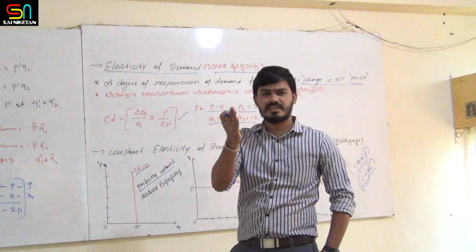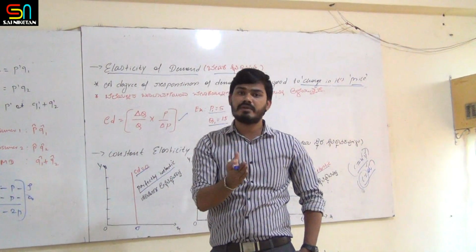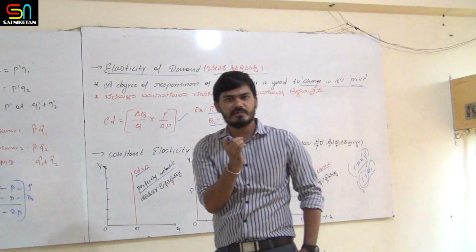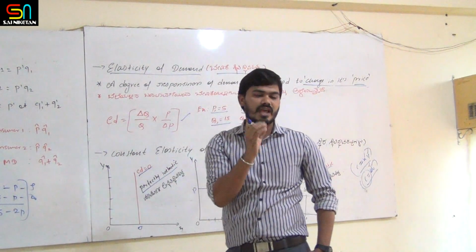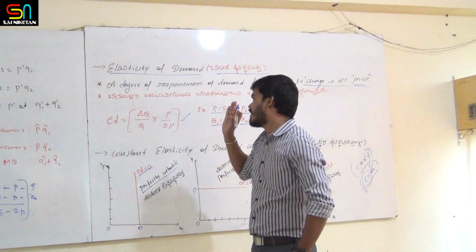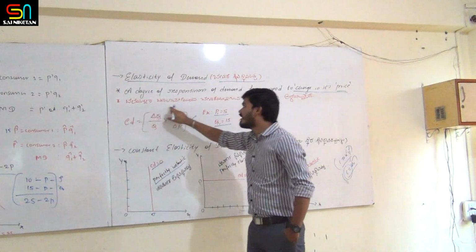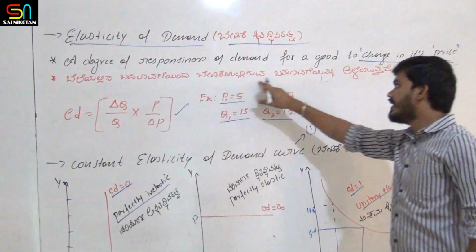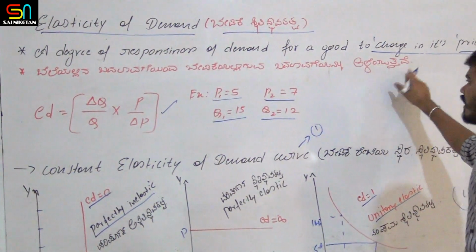ಆಬ್ವಿಯಸ್ಲಿ ನಾವು ಬೆಲೆ ಜಾಸ್ತಿ ಆದಾಗ ಬೇಡಿಕೆ ಕಡಿಮೆ ಮಾಡಬೇಕು. ಆದರೆ ಯಾವ ಪ್ರಮಾಣದಲ್ಲಿ ಕಡಿಮೆ ಮಾಡಿದೆ ಅದಕ್ಕೊಂದು ಪರ್ಸೆಂಟೇಜ್, ಅದಕ್ಕೊಂದು ಲೆಕ್ಕ ಕೊಡಬೇಕಾಗುತ್ತೆ. ಅದನ್ನು ನಾವು ಕ್ಯಾಲ್ಕುಲೇಟ್ ಮಾಡುವುದು ಬೇಡಿಕೆ ಸ್ಥಿತಿಸ್ಥಾಪಕತ್ವ. ಅರ್ಥ ಮಾಡ್ಕೊಳ್ಳಿ, ಬೆಲೆಯಲ್ಲಿನ ಬದಲಾವಣೆಯಿಂದ ಬೇಡಿಕೆಯಲ್ಲಾಗುವ ಬದಲಾವಣೆಯನ್ನು ಅದು ಅಳತೆ ಮಾಡುತ್ತದೆ.